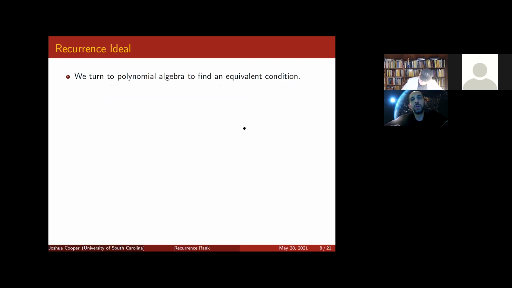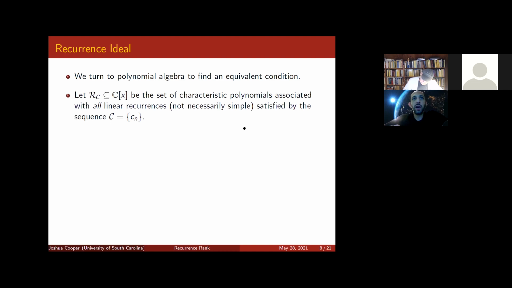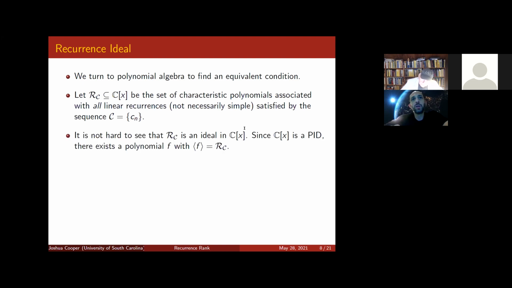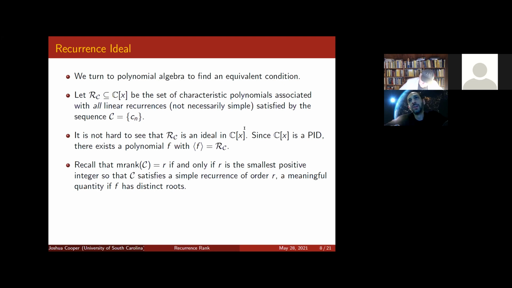So here's an equivalent condition to having moment rank R. We'll use some polynomial algebra to get it. Let's write script R sub C to be the set of characteristic polynomials associated with all of the different linear recurrences, not necessarily simple, satisfied by a sequence. So not hard to see, this is an ideal in the univariate polynomial ring. And since that ring is a PID, there's a polynomial that generates that ideal. You might guess that that is our polynomial that witnesses this rank, and indeed it is. Its degree is exactly the moment rank.